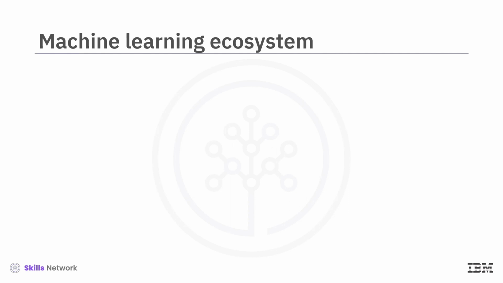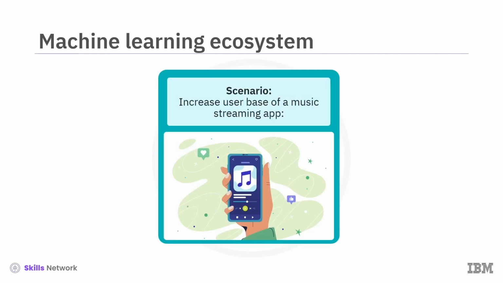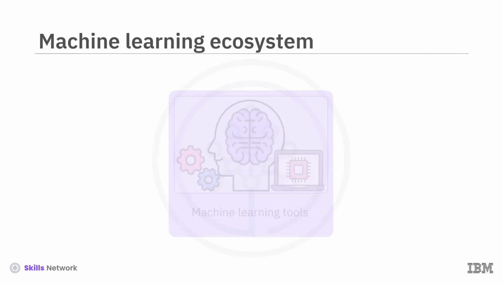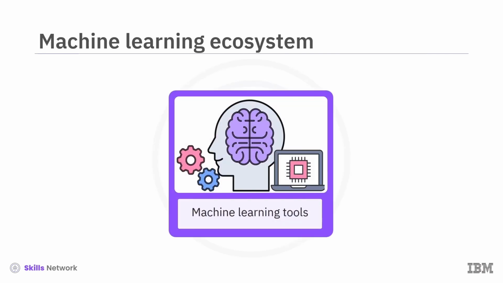Imagine you developed a music streaming app that allows users to play and download music, share music files, and create playlists. To increase your app's user base, you collect information on your users' listening habits, such as what songs they play, how long they listen to songs, and which songs they skip. Once you've collected the information, you want to normalize it by finding inconsistent data, missing values, and outliers. Machine learning tools can generate this type of information.